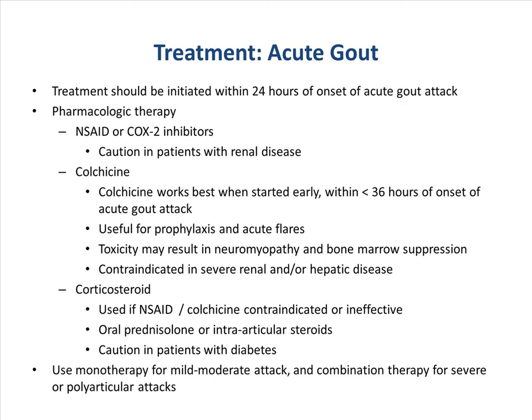Colchicine works best when started early, within less than 36 hours of onset of the acute gout attack. Colchicine is useful for both prophylaxis and acute flares. Do note that colchicine toxicity may result in neuromyopathy and bone marrow suppression. Colchicine is contraindicated in severe renal and hepatic disease. Corticosteroid in the form of oral prednisolone or intra-articular steroids are useful if NSAID or colchicine are contraindicated or ineffective.